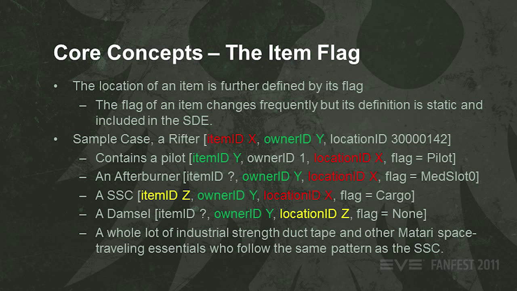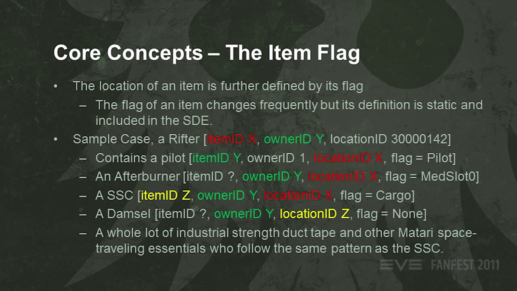It has then some item ID X, and there's a pilot within it whose location ID is X, and an afterburner, which is a module fitted, whose location ID is X, and a container whose location ID is also X. So this is not enough to actually tell a difference between whether the secure container is flying the ship or the pilot itself.